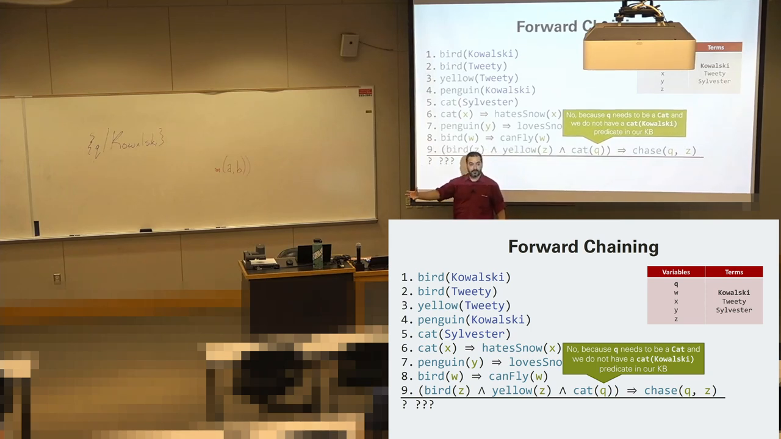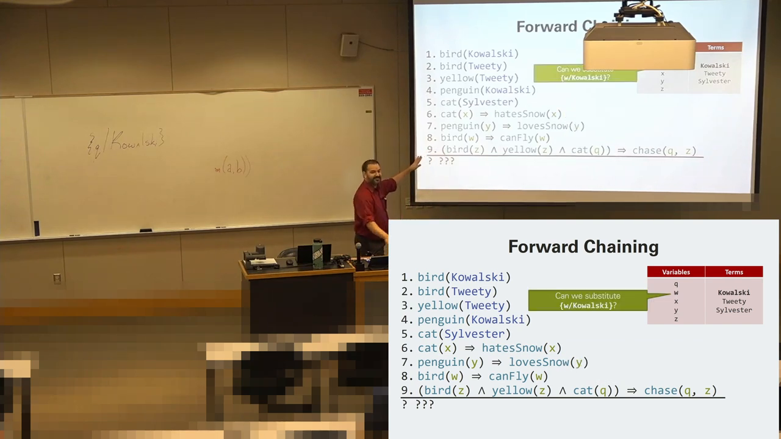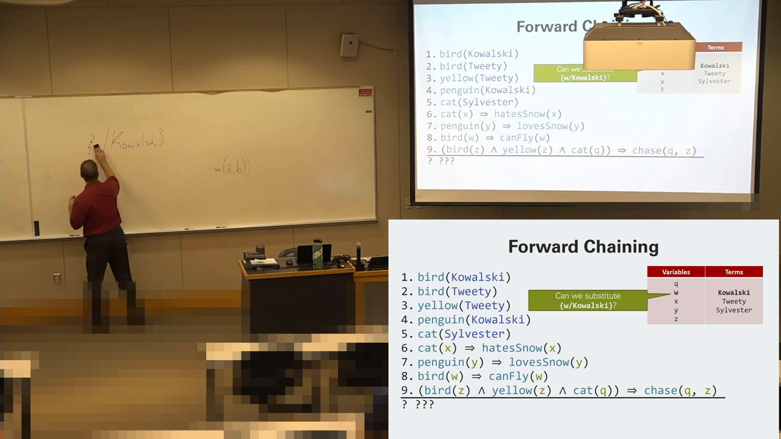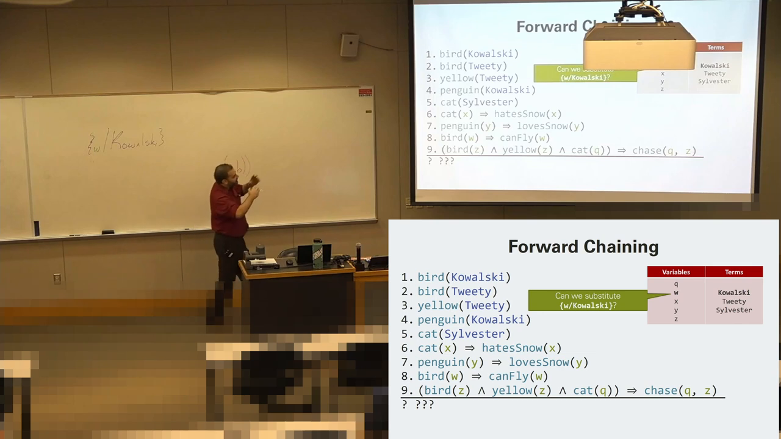But does that mean we stop? No, it means we just move on to the next permutation. Q Kowalski didn't work. What about W Kowalski? Okay, let's do W Kowalski. Let's swap out the W for the Kowalski. Can we find anything in here that would allow us to use the W? And yeah, there's rule 8.